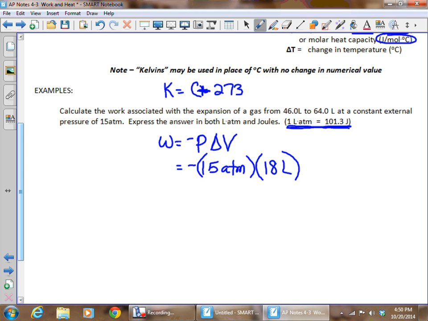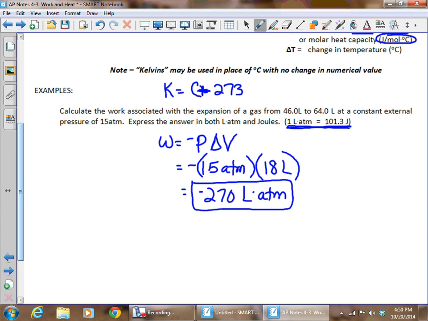When we multiply those out, we get negative 270 liter atmospheres. So there's our liter atmosphere value. Pretty simple calculation.